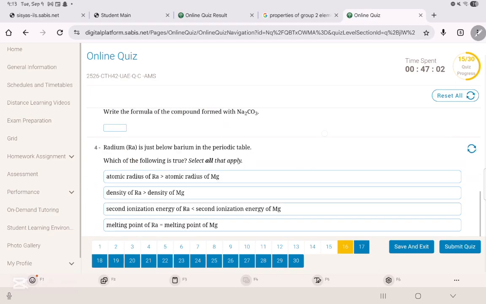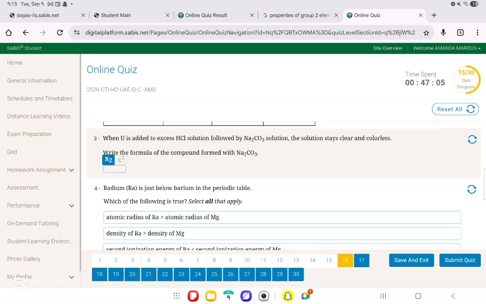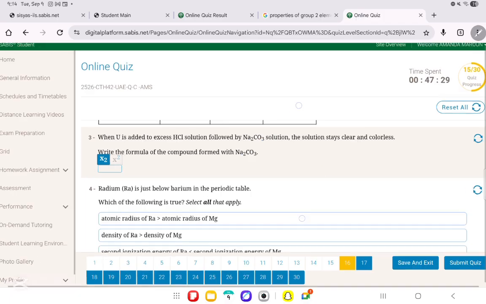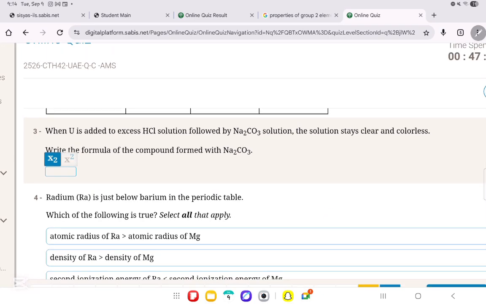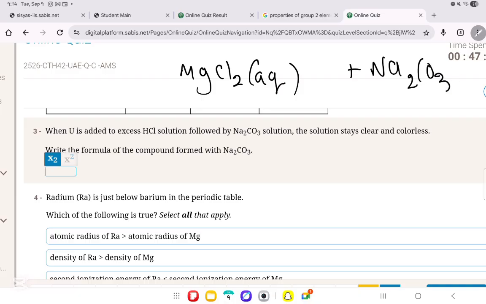Now, finally, when U is added to excess HCl, followed by what? Na2CO3. Whenever you see CO3, you will remember another equation. You could do it like this, or you could do it like how I do it. What do I have now? After I added HCl, I got MgCl2. It's aqueous. Then they added Na2CO3. So now let's separate them into their ions. You're going to get Mg2+, Cl-, Na+, CO3 2-.